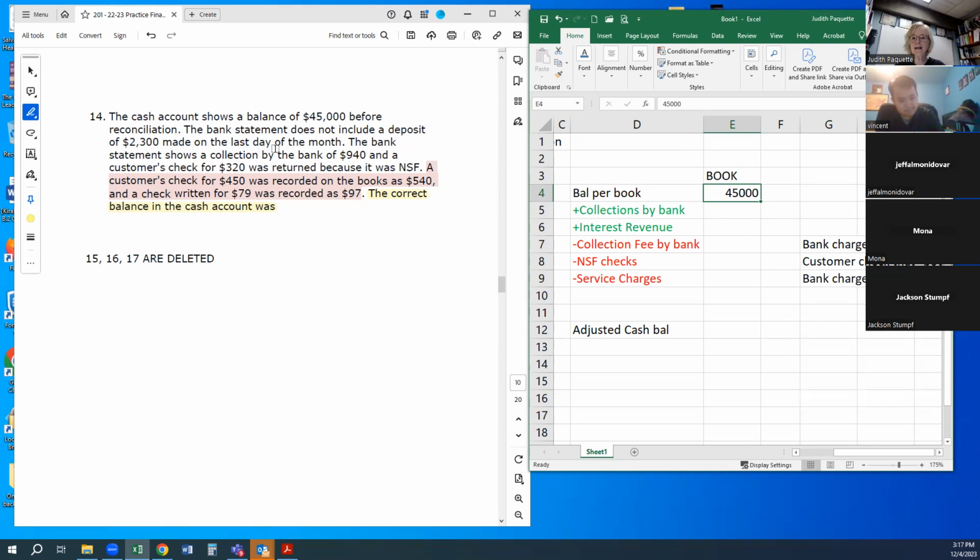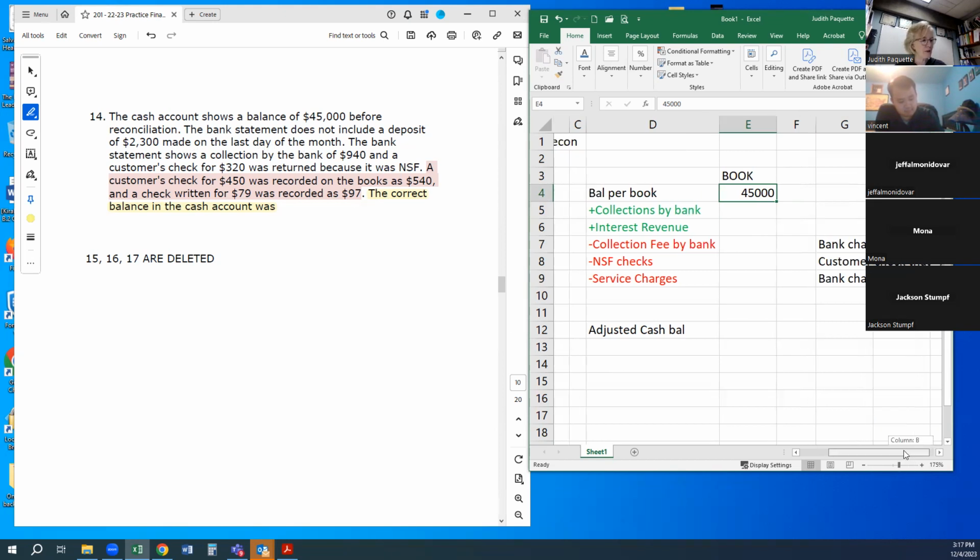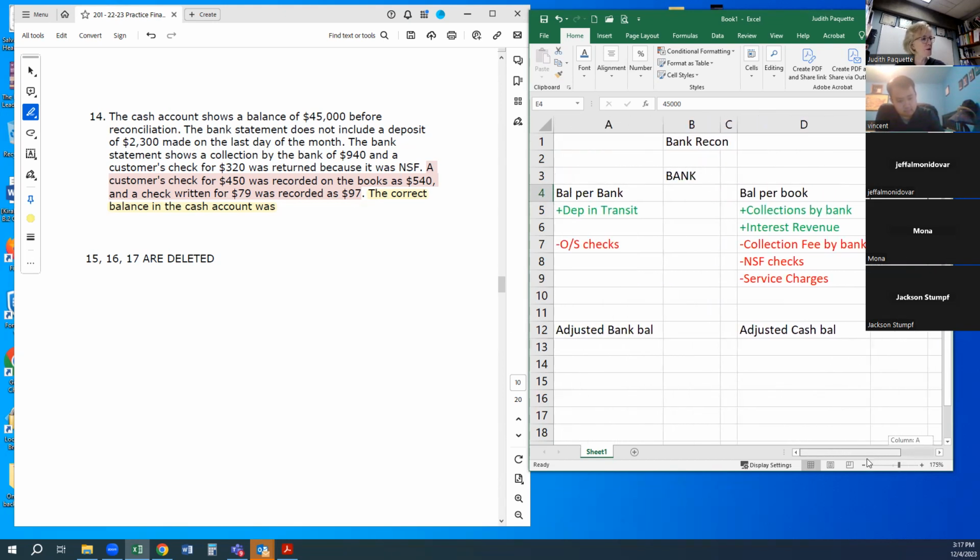Where would this, what kind of item is this? In other words, the company recorded it, but it's not recorded on the bank statement. Where would it have gone on the bank reconciliation? Put it in the chat. Mona, can you be more specific? Where does it go on the bank reconciliation? It's not the balance per bank, Jeff. It's an adjustment. So the company got money, but the money didn't get into the bank in time for the bank statement. What do we call that?